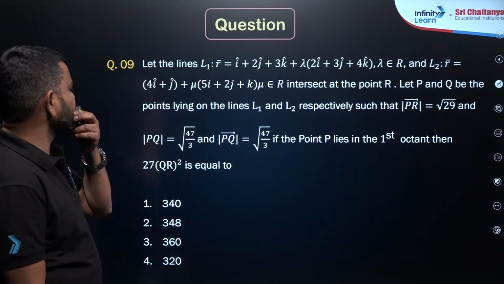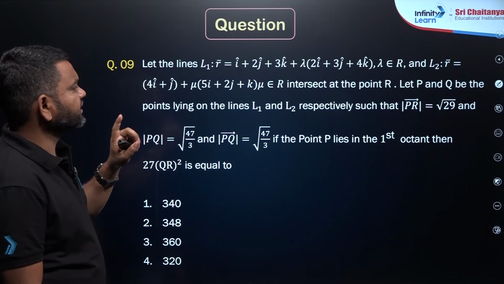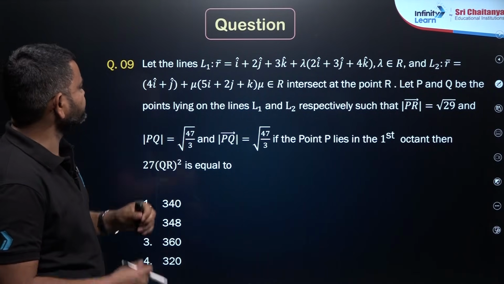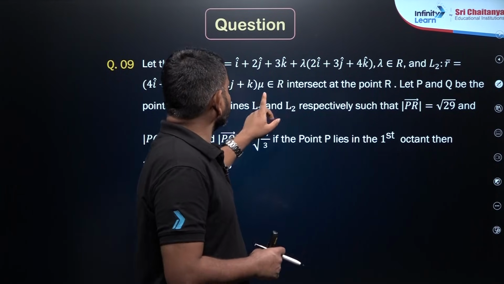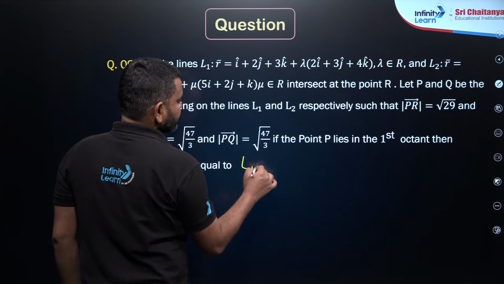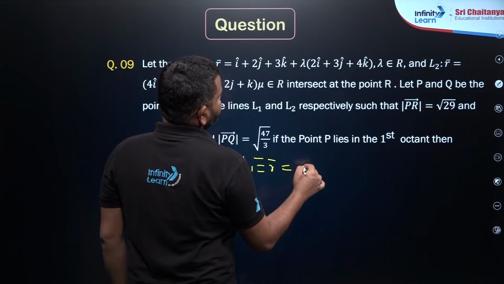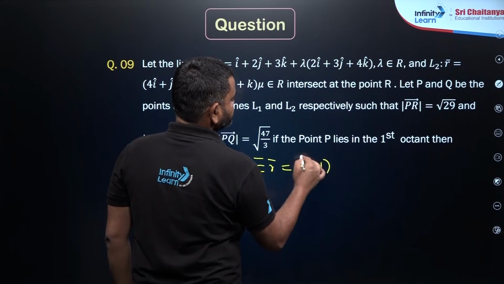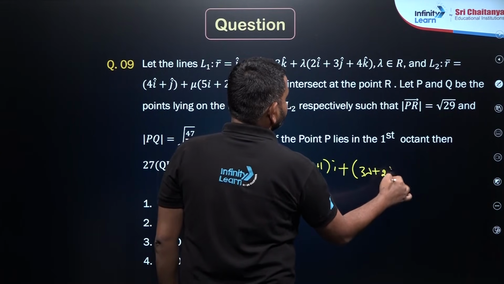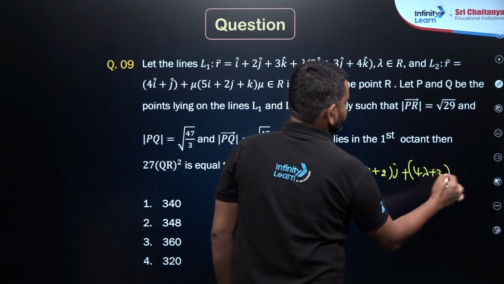Here we have L1 is given, L2 is given. Then they are saying P and Q be the points lying on the lines L1 and L2 respectively. They intersect at R. So they are intersecting at R. So L1 I can write this as R vector is equals to, I common, 2 lambda plus 1 into I plus this is going to be 3 lambda plus 2 into J plus this is going to be 4 lambda plus 3 into K.